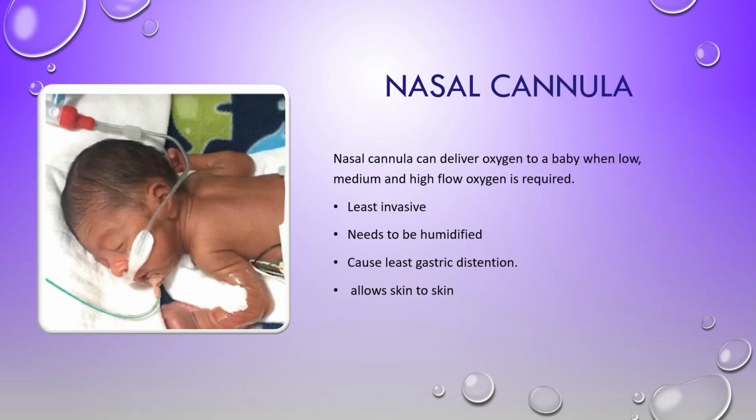So when we look at using nasal cannula, it can deliver oxygen via low flow, medium flow, or high flow. It's the least invasive, but it does need to be humidified, and this is very important. Dry oxygen is not good in these tiny nasal passages. It's the least causing of gastric distension, and it allows for this baby to go skin to skin. So if we can get away with nasal cannula, yes, we should do it and allow it to happen.